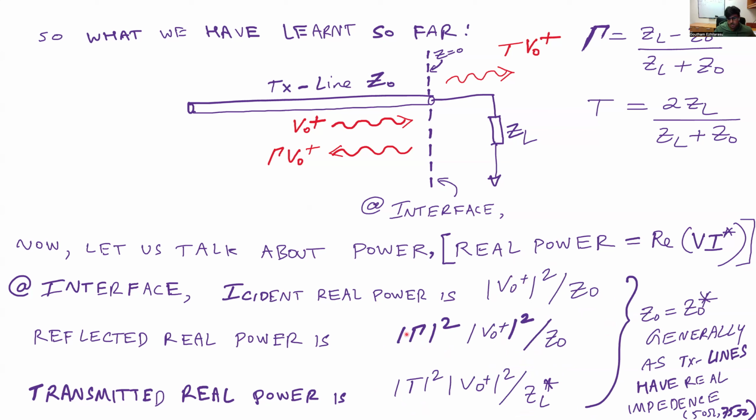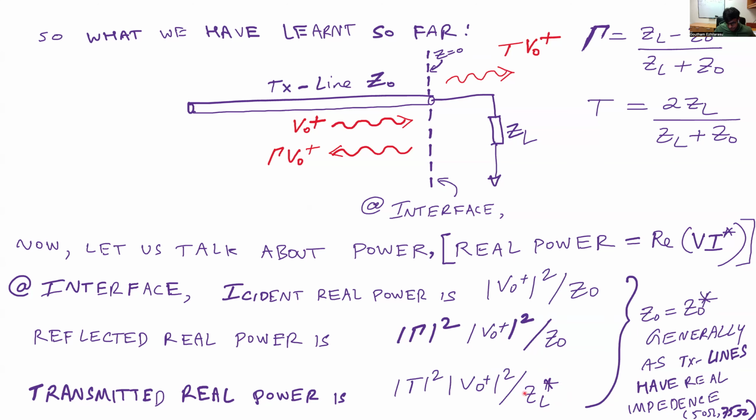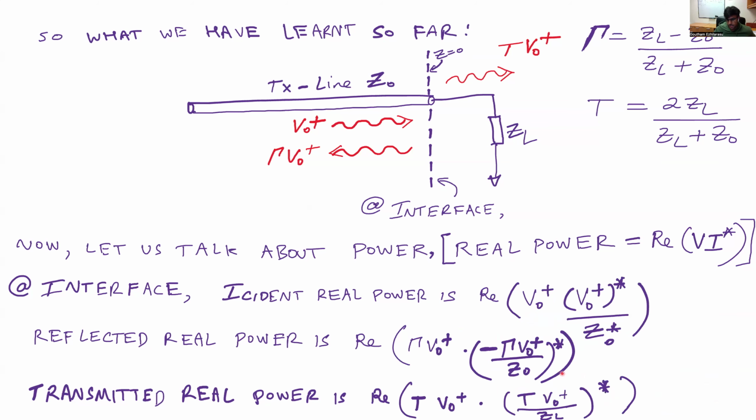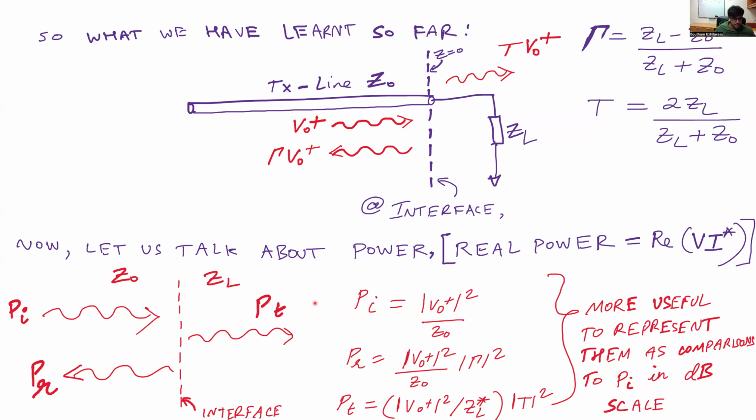The reflected power is going to be the incident power, but times |Γ|². And the transmitted power is going to be |T|² |V0+|² over the load impedance complex conjugate. Notice here that the load impedance can be complex, so for the transmitted real power you have to take the real part of this value, because the load impedance can be complex.